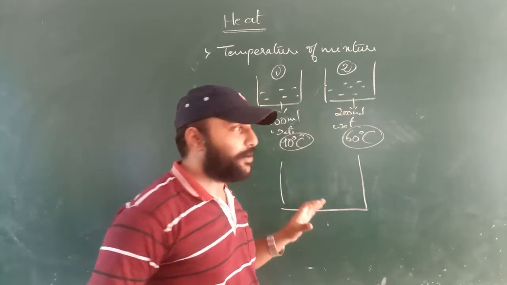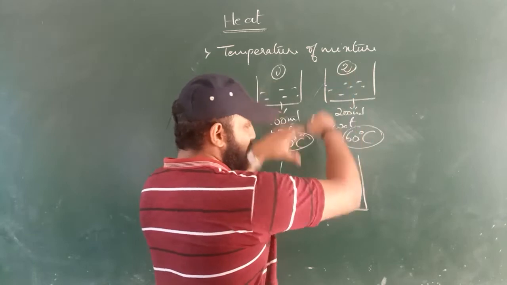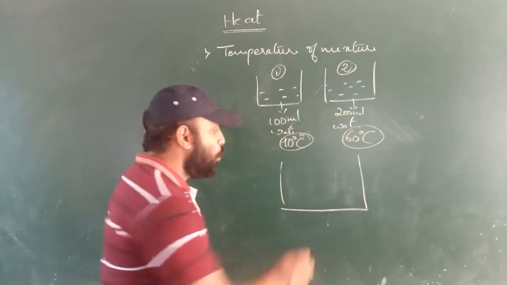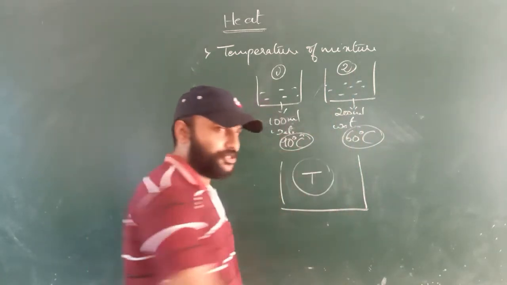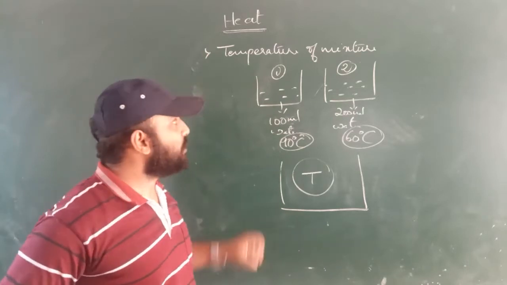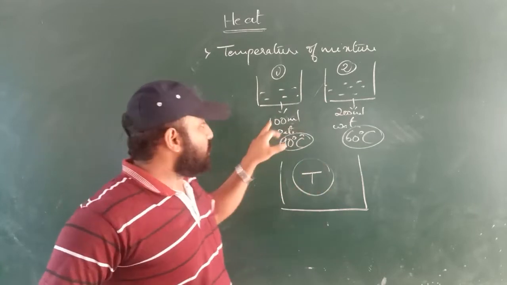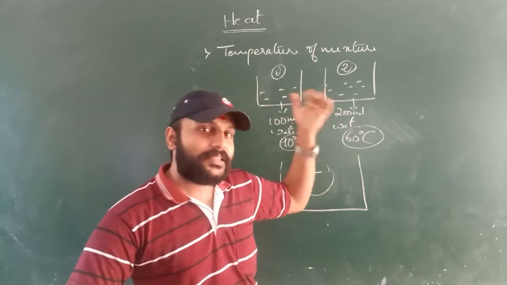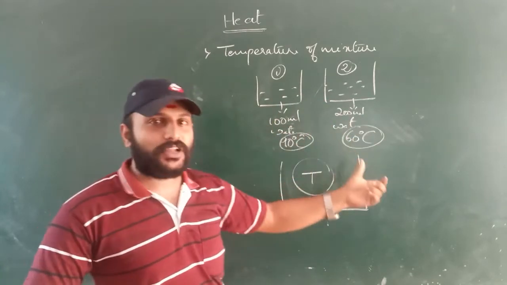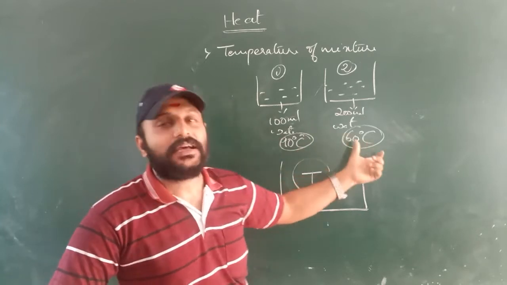Now what will I be doing? I will be pouring both waters into the large beaker. Now what will be the temperature of the mixture? What we have seen here in this third case is that the masses are different. One is 100 ml, the other is 200 ml. At the same time, the temperature is also different. One is at 90 degrees Celsius, the other is 60 degrees Celsius.